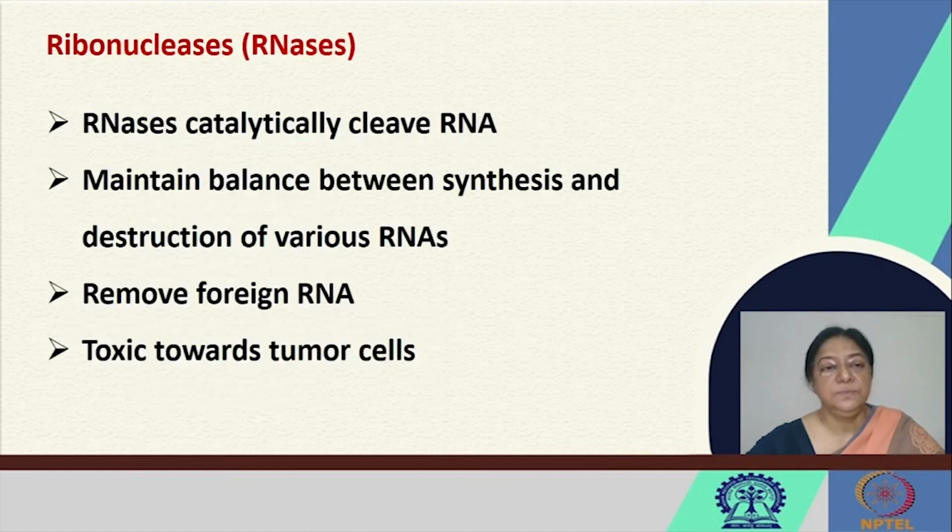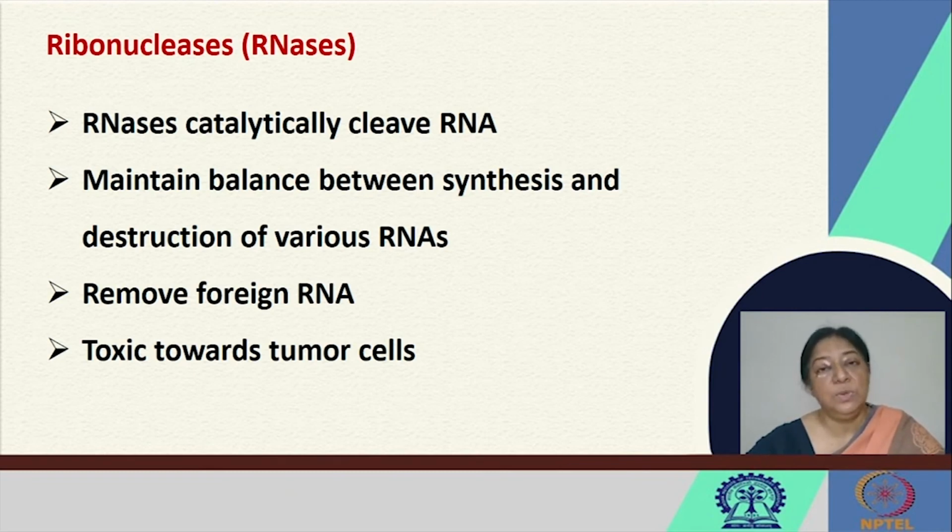The ribonucleases now are a set of proteins that catalytically cleave ribonucleic acid. Now, the importance of ribonucleases lies in this. So we have the RNA polymerase that synthesizes the RNA. And here we have the ribonucleases, which are rather RNA depolymerases that cleave the RNA. Now, the necessity of ribonucleases is to maintain a balance between the synthesis and the destruction of various RNAs. It can also remove any foreign RNA and is also toxic towards tumor cells.